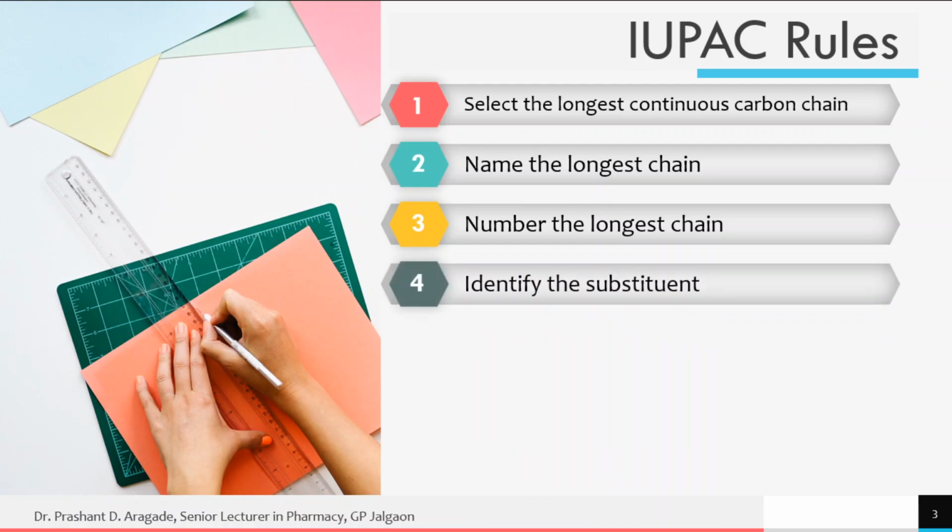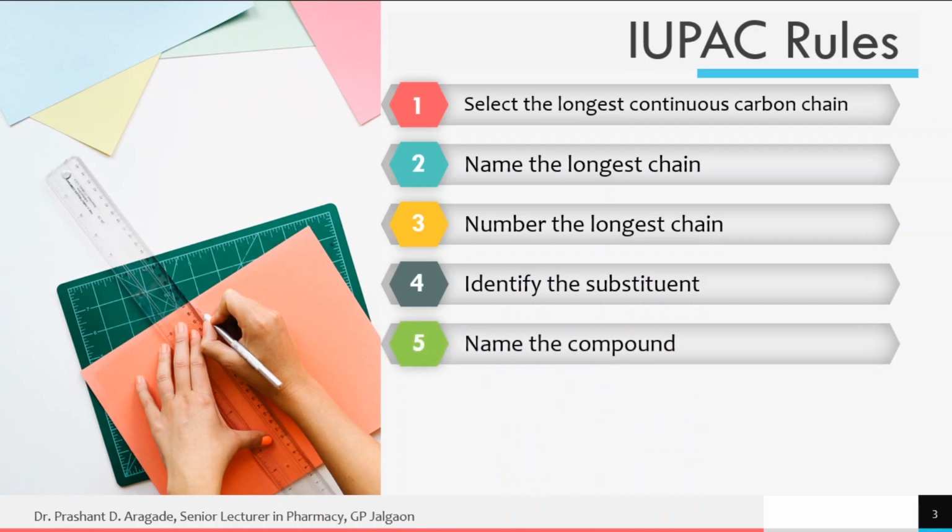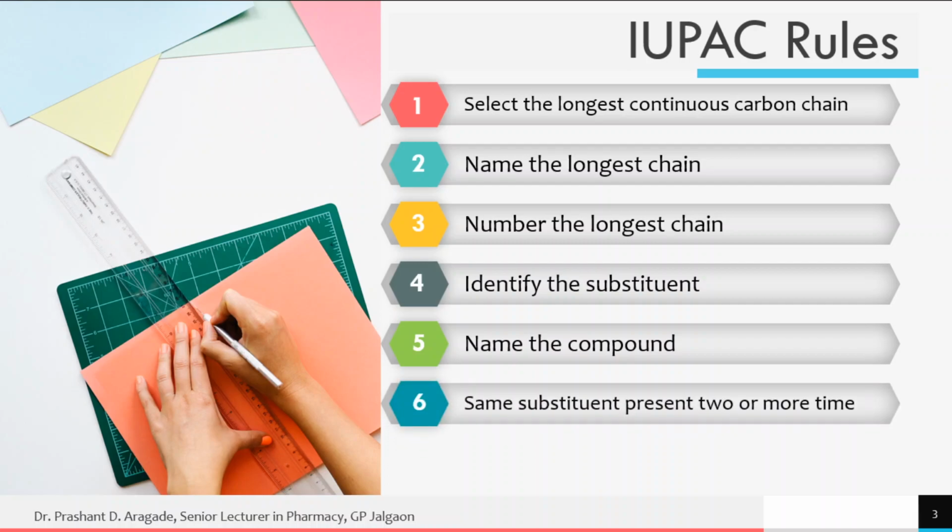Then you have to identify the substituent and give the name to the substituents by prefixing its position number. Then give the name of the compound by prefixing the position number and name of substituents onto the name of the parent chain. Suppose the same substituent is present 2 or more times, then you have to use a prefix such as di, tri, tetra, etc. depending upon the number of times that substituent is present.